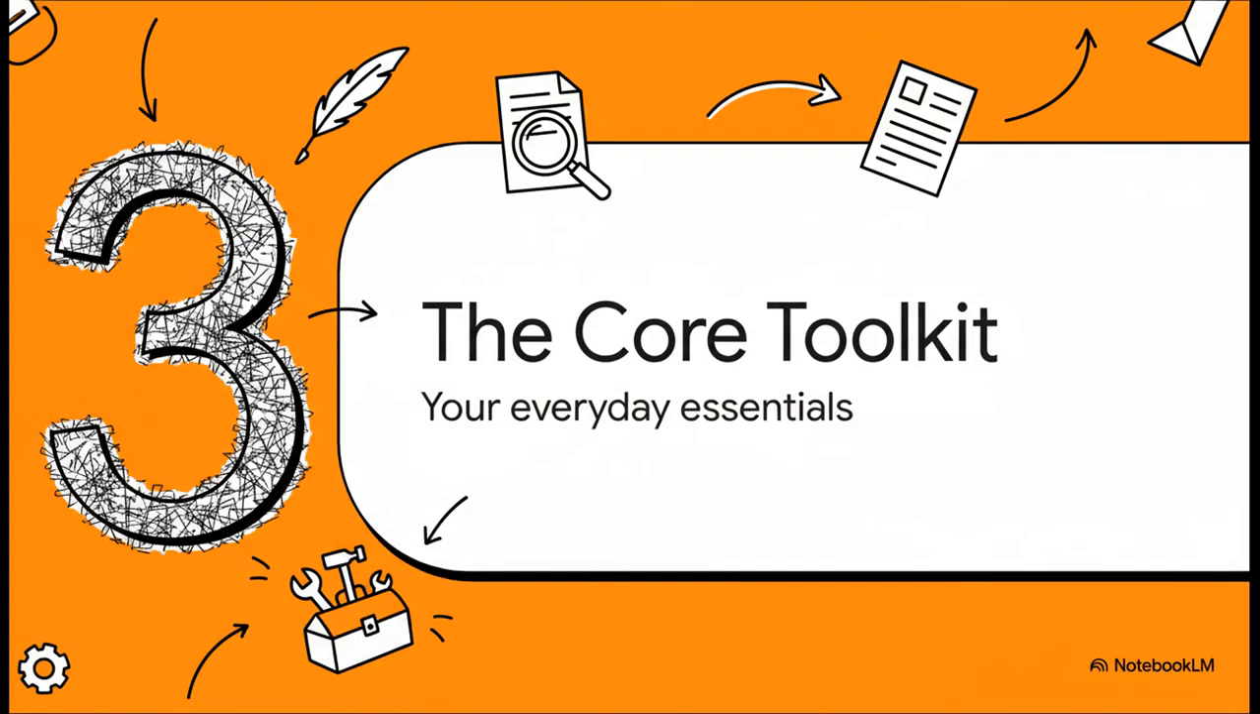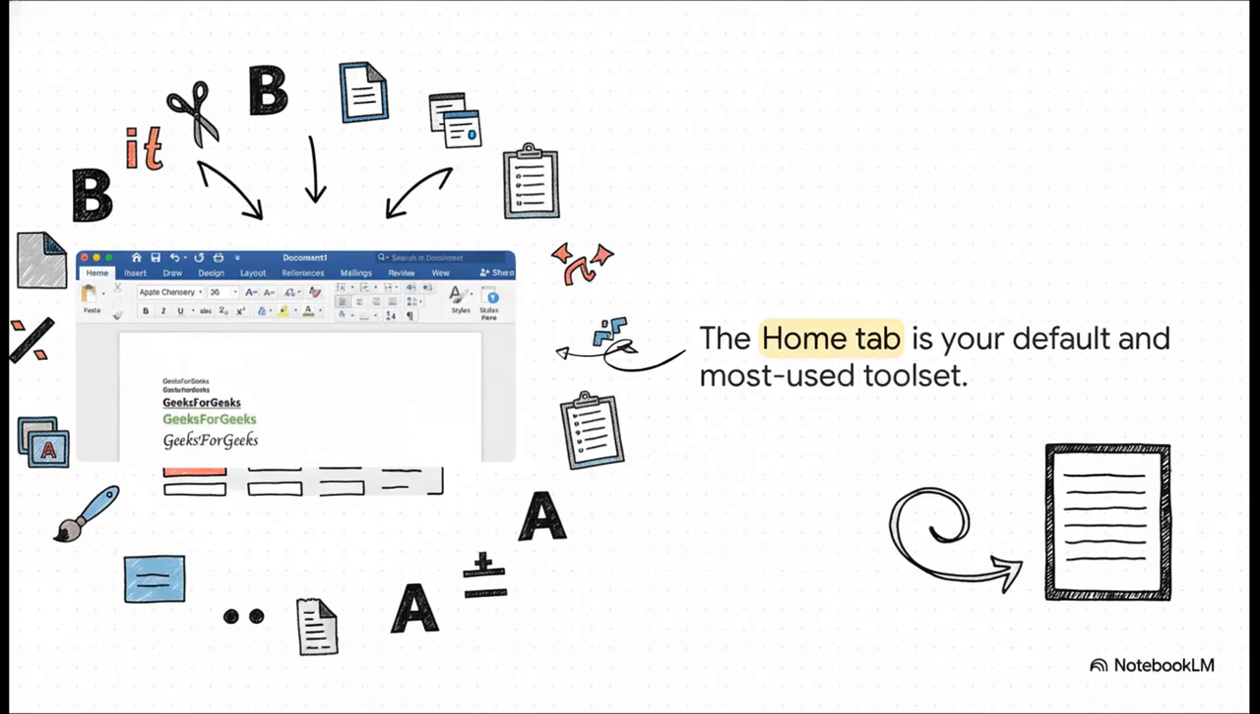All right, now that we kind of know the layout, let's zoom in a bit. We're going to explore the core toolkit. These are the buttons and features you'll probably be using every single time you open Word. And our tour starts right here on the Home tab. There's a good reason Word opens up to this tab by default. It's because this is where all the basic, most important commands for just editing your text live.